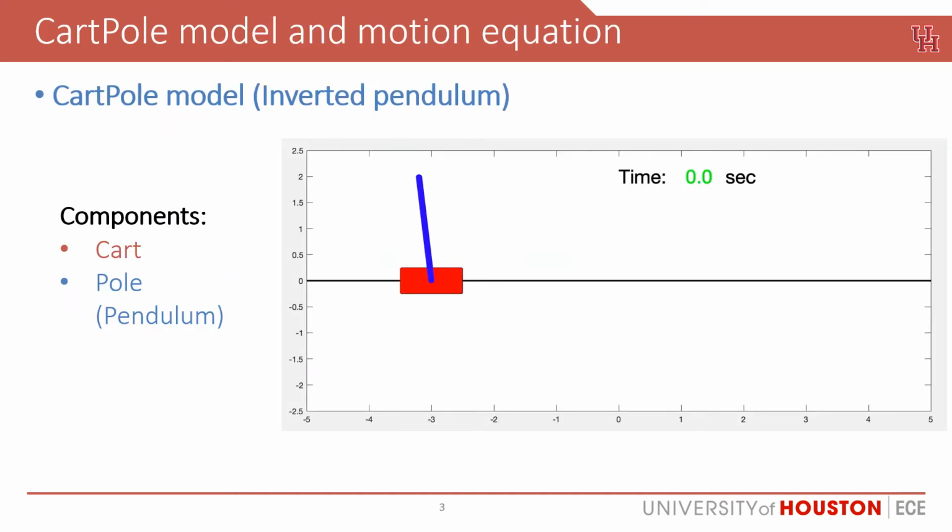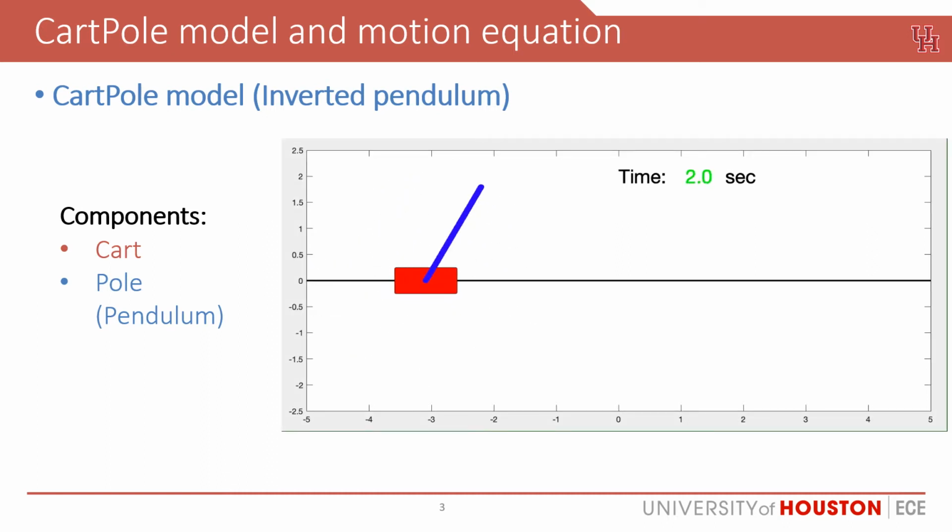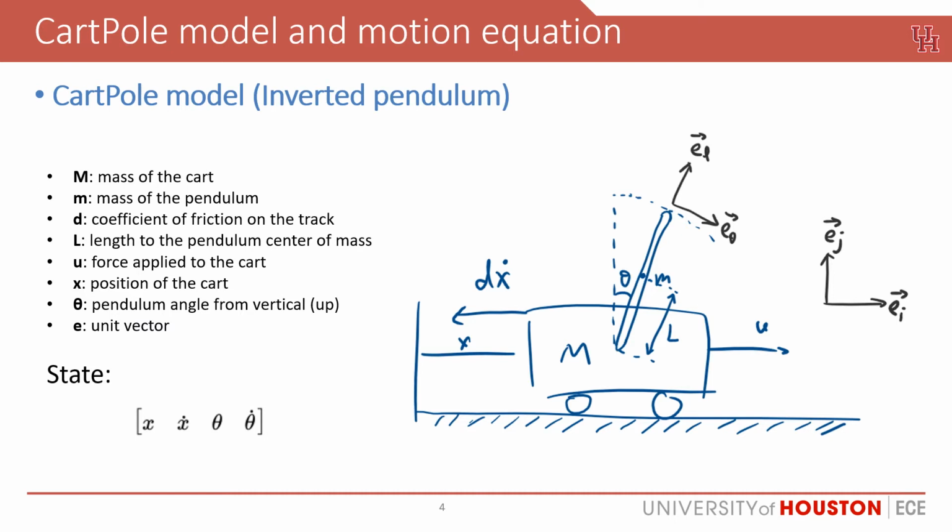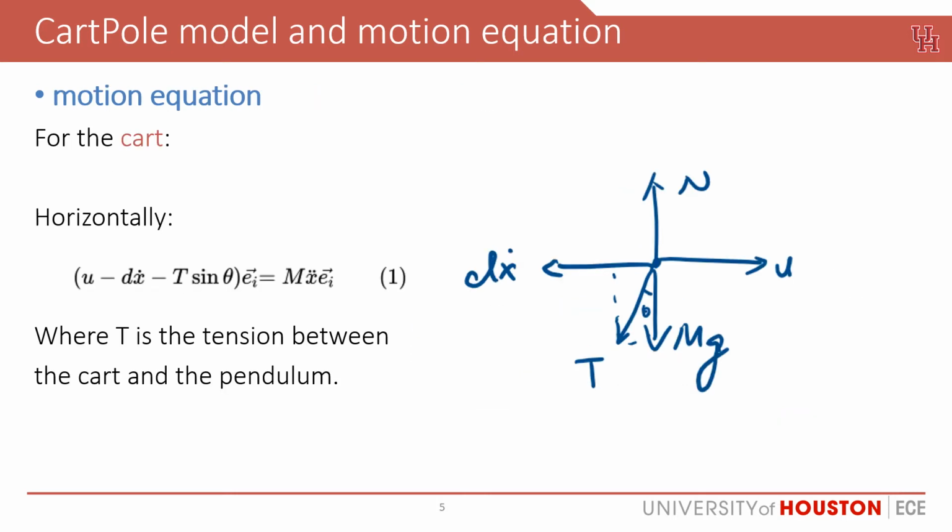The CartPole problem can also be called inverted pendulum problem because it's composed of a cart and a pole, and the goal is to move the cart to the designed position while keep the pole balanced. The physical CartPole model is shown below. The state we used is x, x dot, theta, and theta dot, where x is the position of the cart, while theta is the pendulum angle from the vertical line.